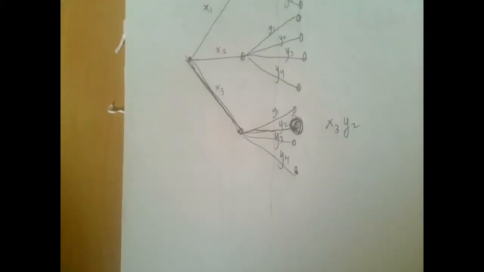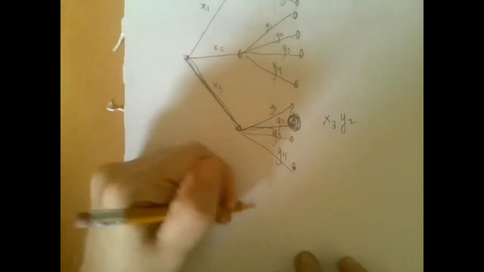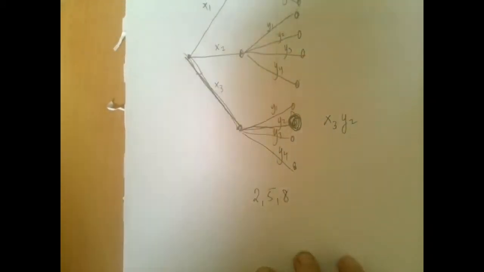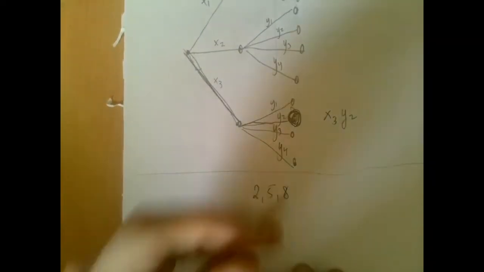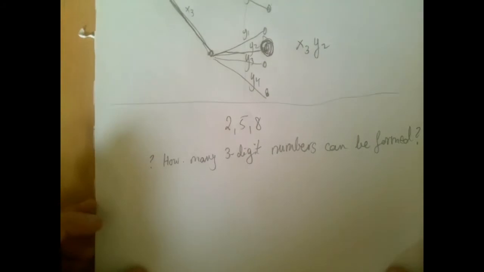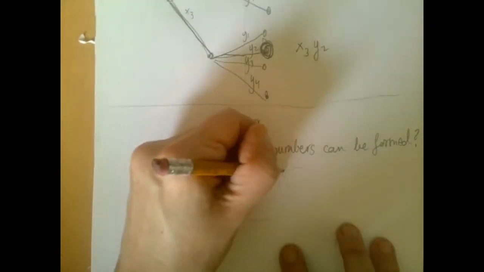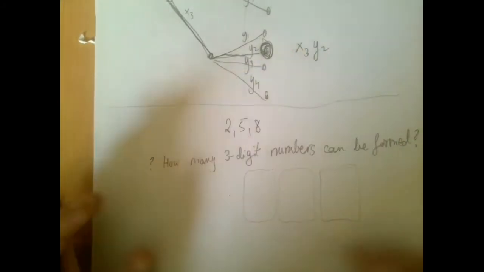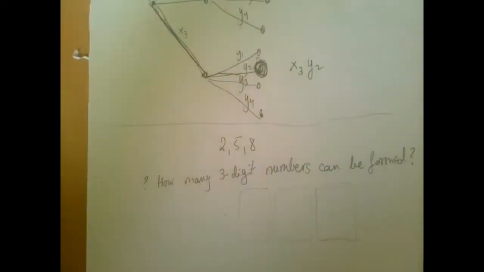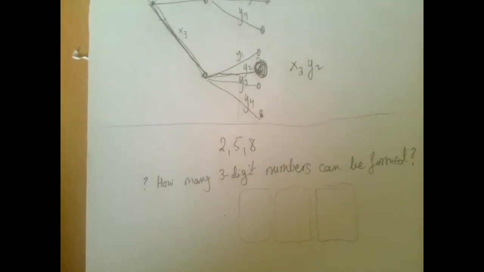Okay, the last time we had a counting problem where we had 2, 5, and 8, and we were interested in how many 3-digit numbers can be formed. Now we're going to apply the fundamental counting principle. And here is another very typical combinatorial method. Instead of counting how many there are, we're just going to pretend to generate one outcome, and we carefully watch how many choices we had along the way when we generated that one.